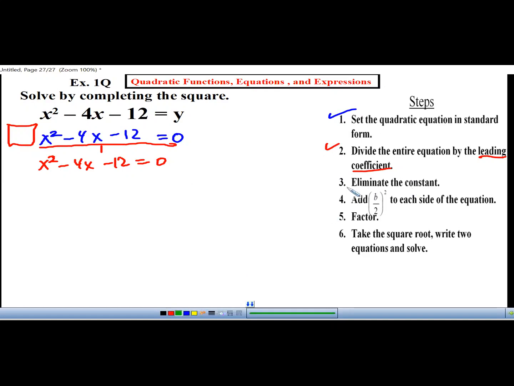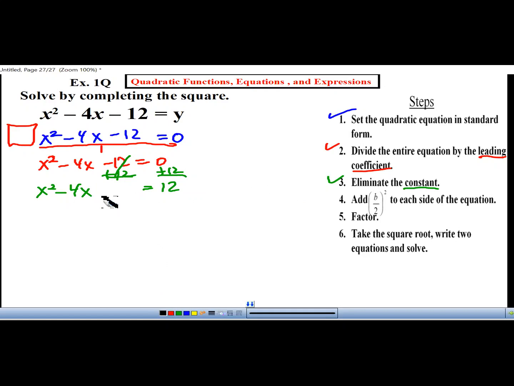Step 3, eliminate the constant. So what is my constant here? In the entire equation, the constant is what? Negative 12. How do we cancel negative 12 from right there? The inverse, which is? Yeah, I see Alberto making the plus sign, so add 12. Add 12. That cancels. That leaves me with x squared minus 4x. I leave an empty space equal to 12. So I'm done with step 3.